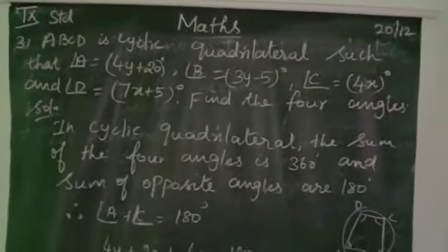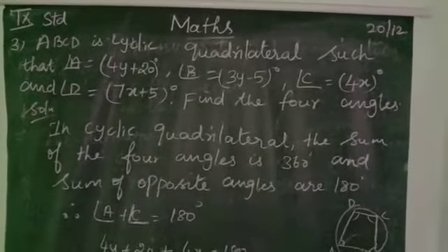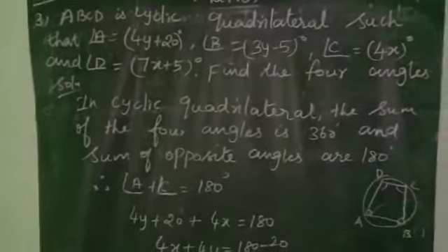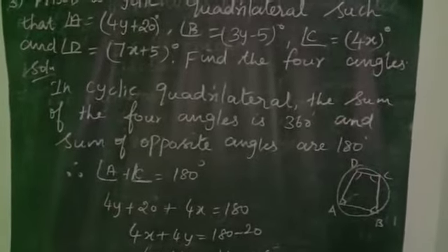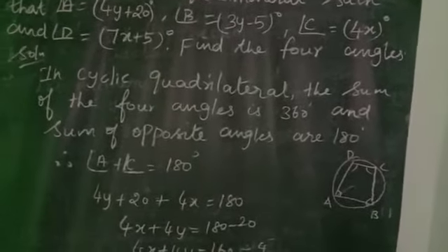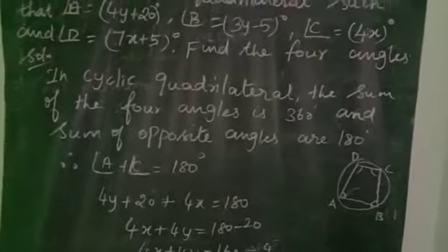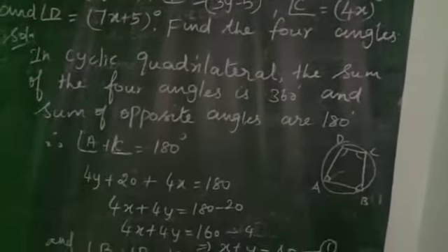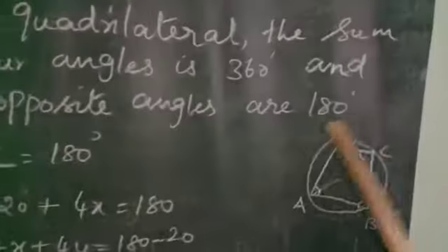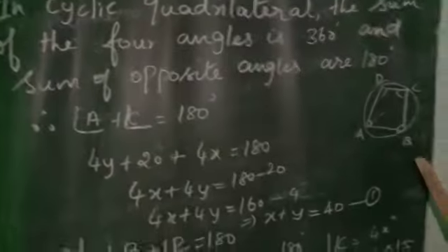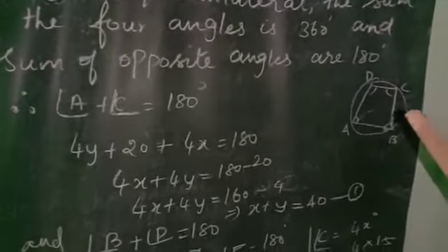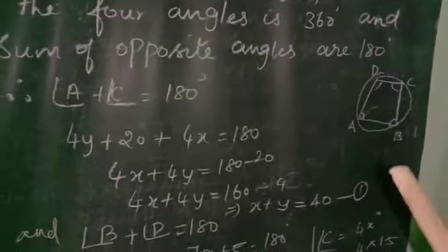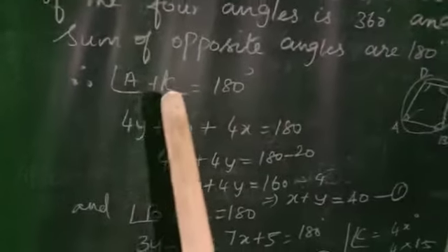Here we recall the properties of a cyclic quadrilateral. In a cyclic quadrilateral, the sum of the four angles is 360 degrees, and the sum of opposite angles is 180 degrees. Listen, this is a cyclic quadrilateral. What are the opposite angles? A and C are opposite angles, and B and D. So the sum of opposite angles is 180 degrees.